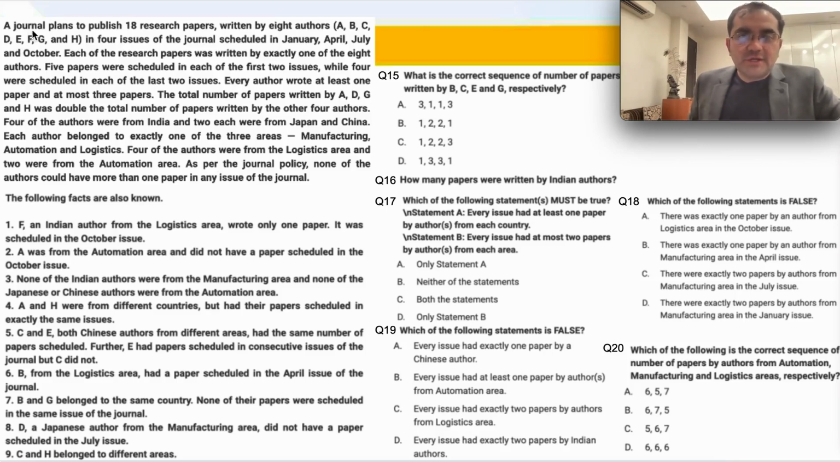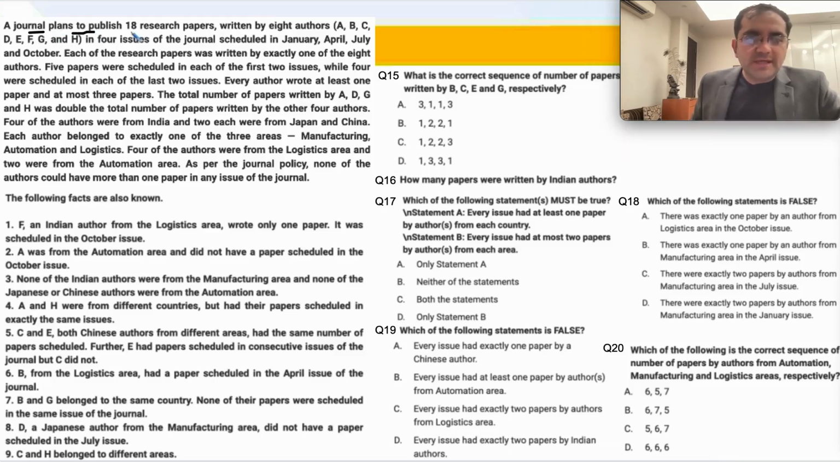So you have a journal. It plans to publish 18 research papers. Before that, we can also go through the questions. What is the correct sequence of numbers of papers? How many papers by Indian authors? Which of the following statements? So we're not sure, but there is no if else over here. So it looks like we will be able to complete the full set, but can't be completely sure also.